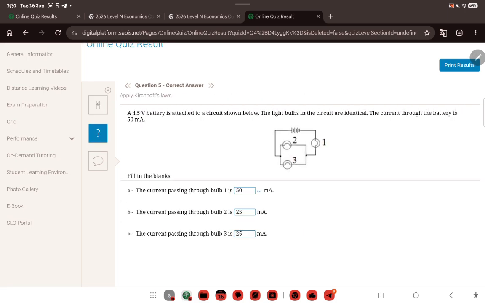Question 5. A 4.5 volt battery is attached to a circuit shown below. The light bulbs in the circuit are identical. The current through the battery is 50 milliamperes. The current passing through bulb 1: if it's in series with the battery, it has the exact same current. But if it's in parallel, and since these two light bulbs are identical, the current gets halved since they both have to add up to 50. If they're identical, they use up the same amount of current. We do 50 divided by 2, so this one gets 25 and the other one gets 25. And bulb 1 remains 50 since it's in series with the battery.